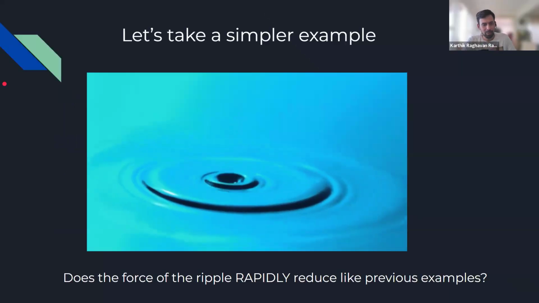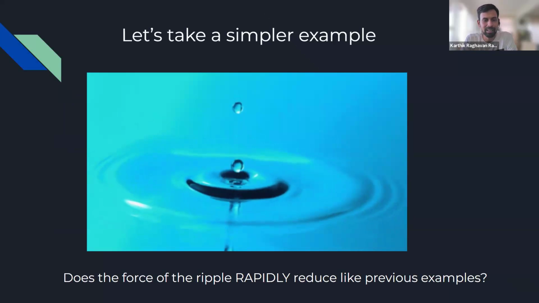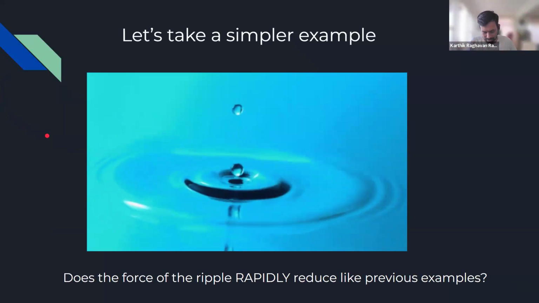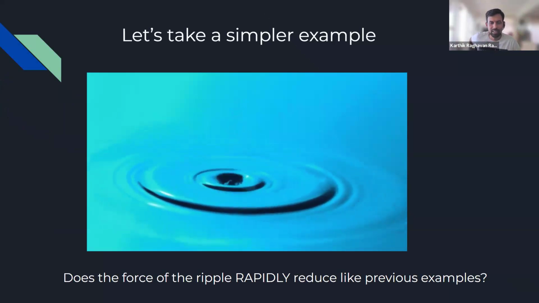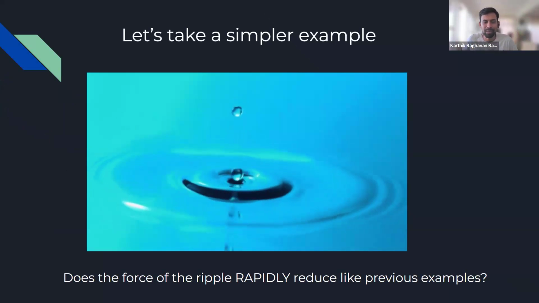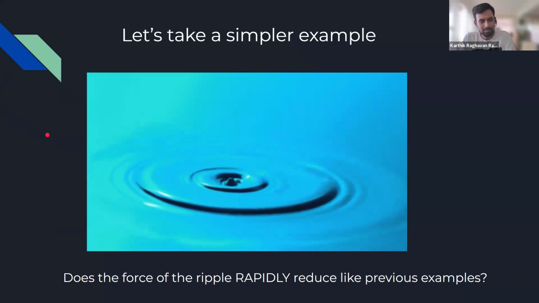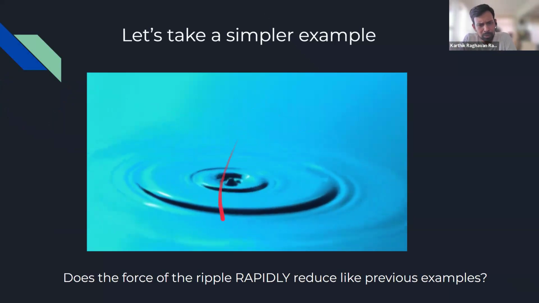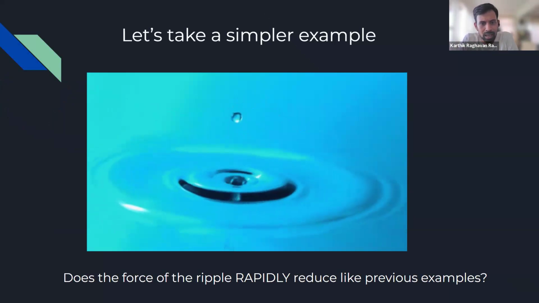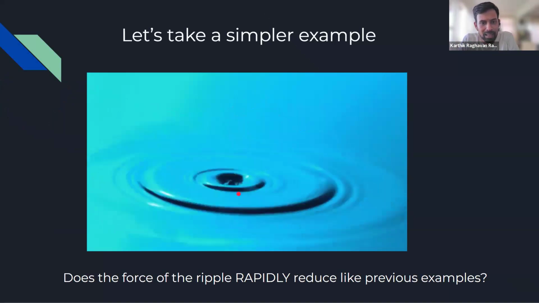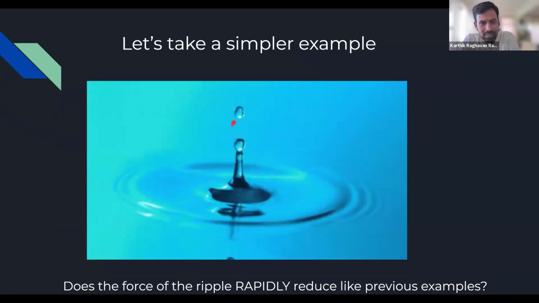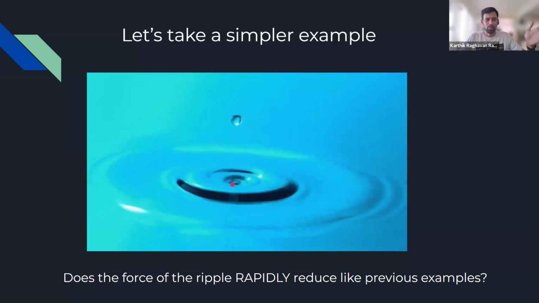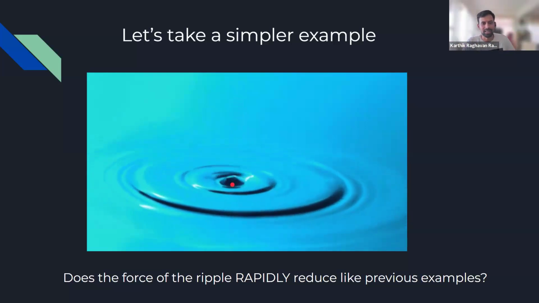So before we go there, let's take a simpler example, right? Before we talk about big things like gravity and light and all, let's take something very easy and very manageable. So here is a water droplet falling on a surface. So this is in slow motion. And as the droplet hits, the ripples are spreading outwards, right? I hope you can see that.